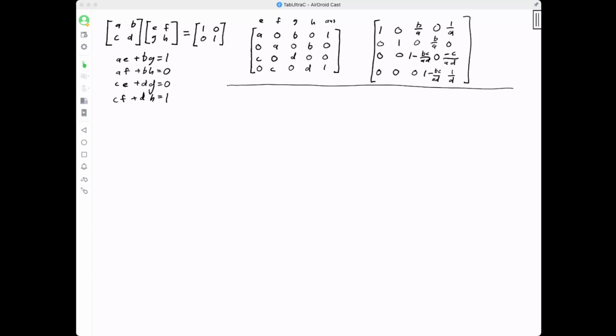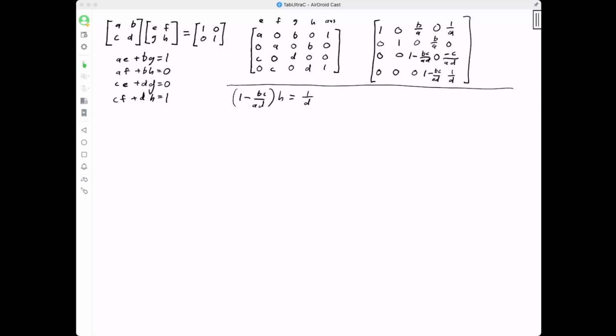Now I'm not going to go all the way to reduced row echelon form. It's a lot more effort than I want to do. What I'm going to do instead is read off the answers from the last row and work upwards. That last row tells me that 0 times E plus 0 times F plus 0 times G plus 1 minus BC over AD times H is equal to 1 over D. So I get 1 minus BC over AD times H is equal to 1 over D.